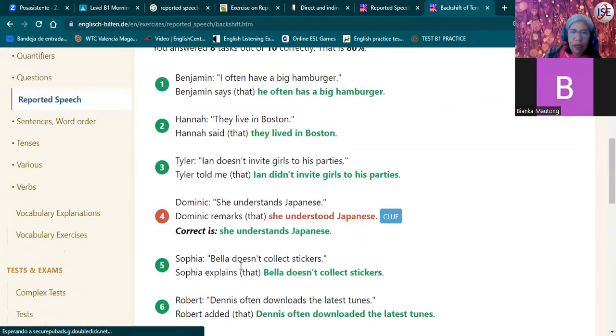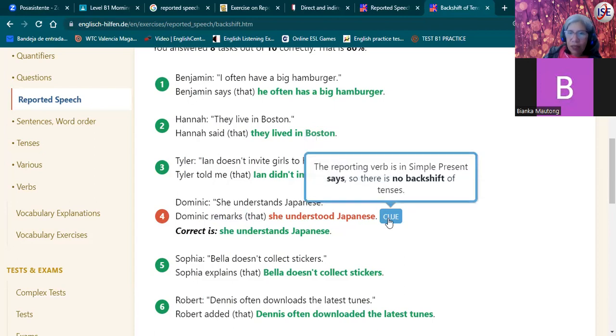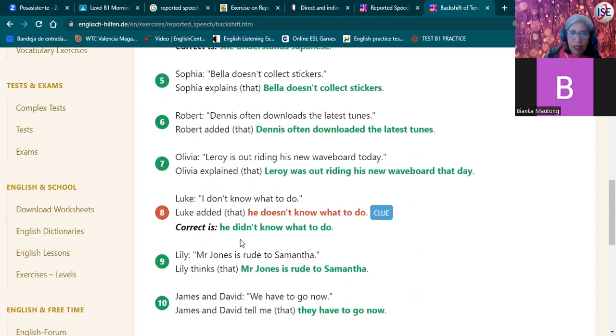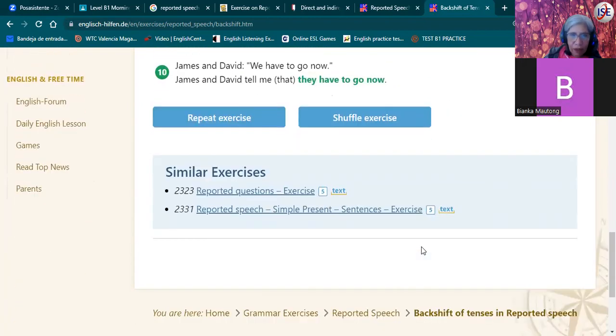Okay. Remarks, present tense. She understands Japanese, okay? Yes. If the reporting verb is in simple present, there is no backshift. Backshift means change. There is no change of tenses. Same here. Added, past tense. The reporting verb is in past, so there is backshift. Simple present to simple past. She didn't know what to do, okay?